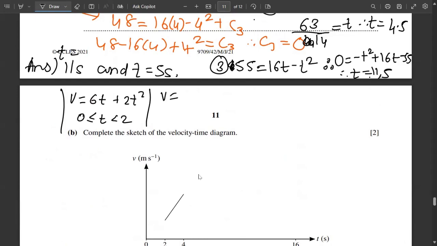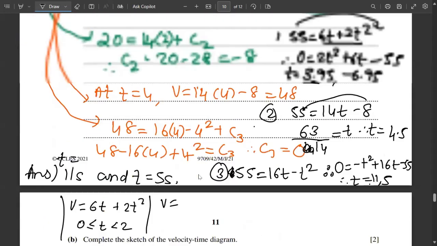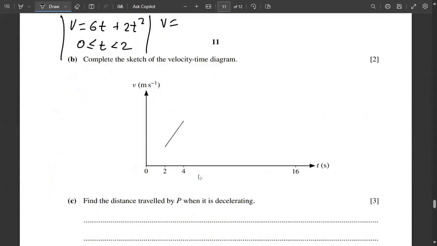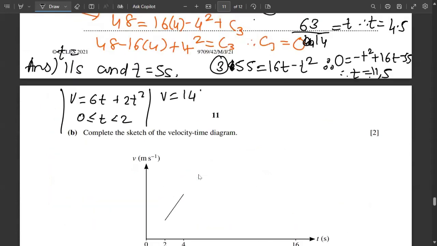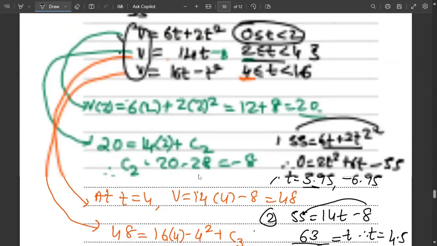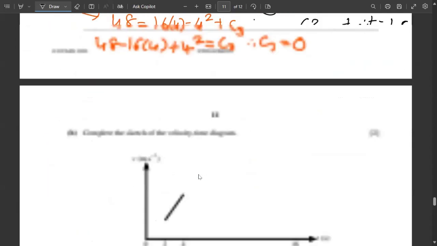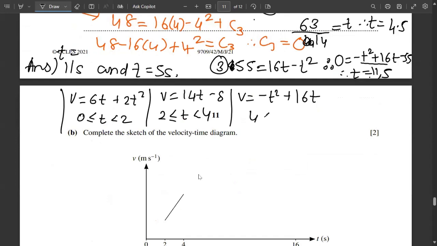Next is v equals 14t minus 8, for 2 to 4. And next is v equals, I'll copy it from here only, minus t square plus 16t. Let me check it. Minus t square plus 16t. Perfect. So 4 to 16.